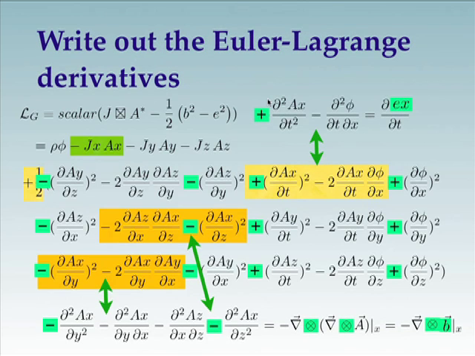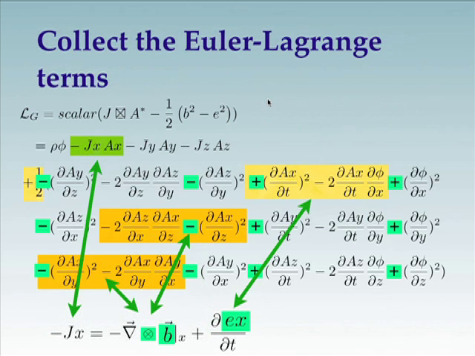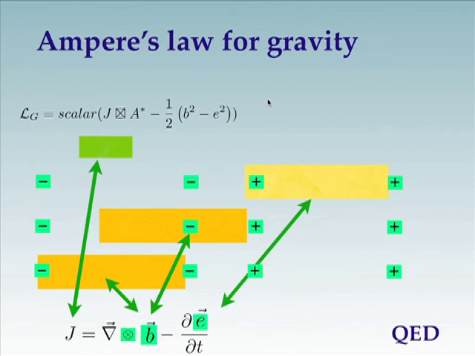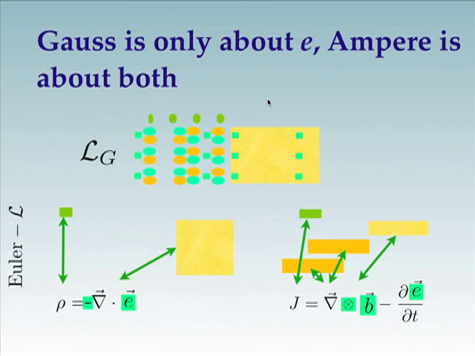Well, there's the details for the AX and our summary thing, saying, yes, that is the curl of B, and that is an EX, because we've got, and you just have to worry about, did I get the signs right, sort of thing, exercise. All right, so that's Ampere's law for gravity. Looks awfully darn similar. So Gauss is only about this small e, Ampere is about both. So that, in my opinion, is how to derive equations that are related to gravity.